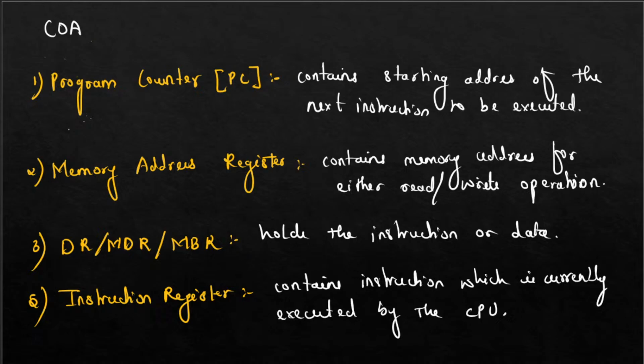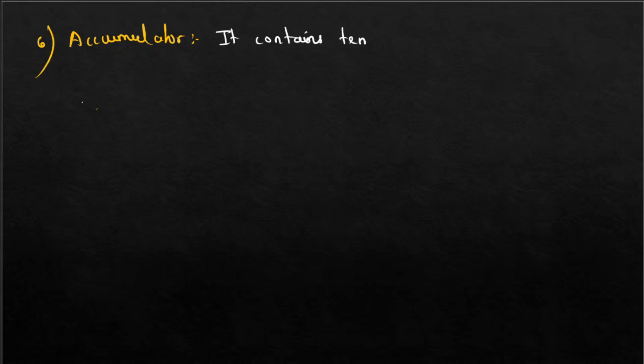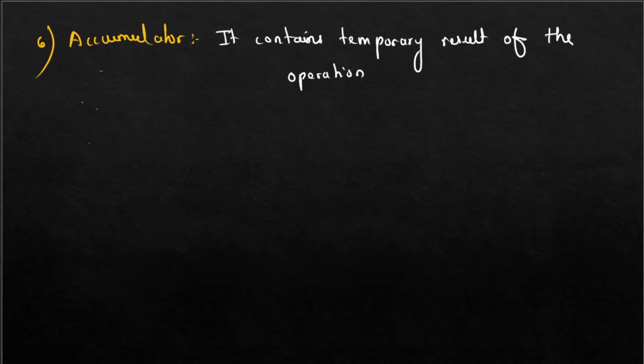Okay, after that let's see the accumulator. So the accumulator contains the temporary result of the operation. Okay, what is GPR? General purpose register. So GPR, general purpose register, is for processing the data.